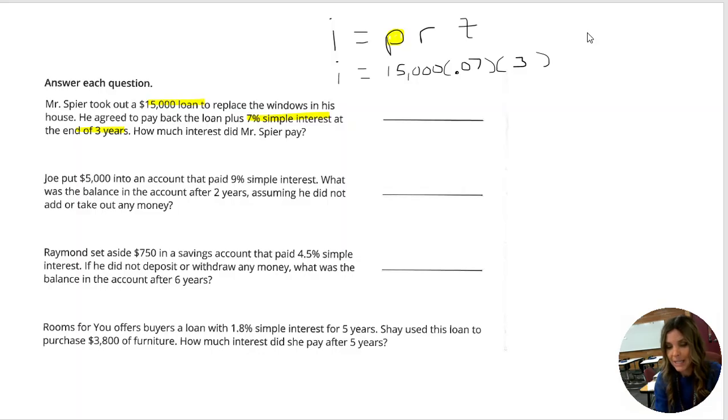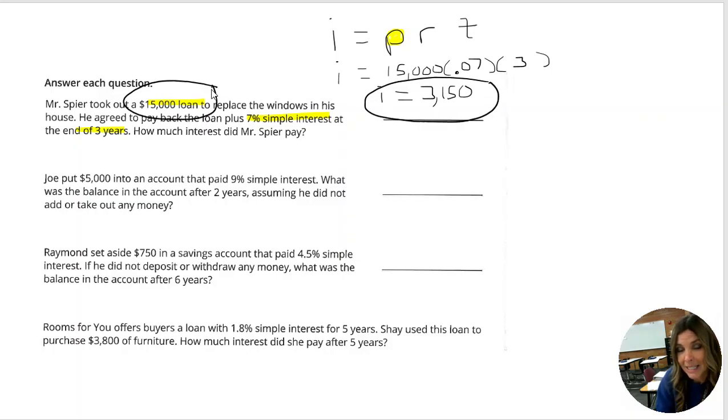So we're going to do 15,000 times 0.07 times 3, and we get $3,150. Okay, now the thing that you need to know is that Mr. Spear has to pay back the entire $15,000 loan, plus because he took out a loan and borrowed money, he now has to pay an additional interest of $3,150.